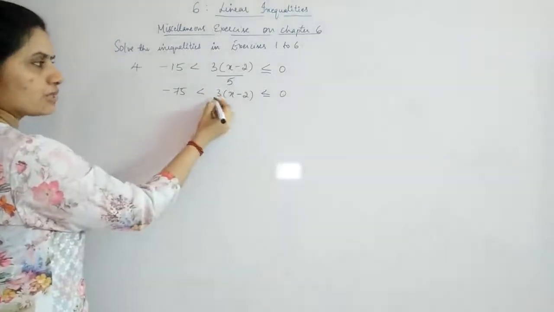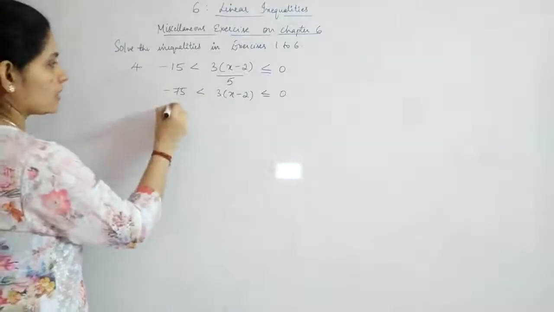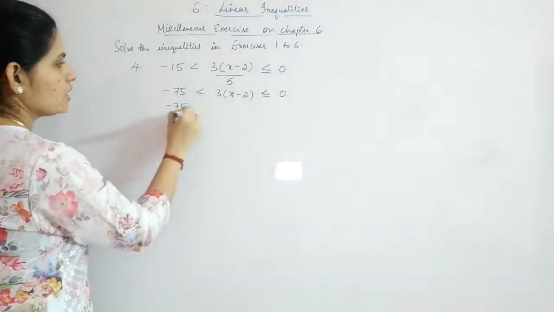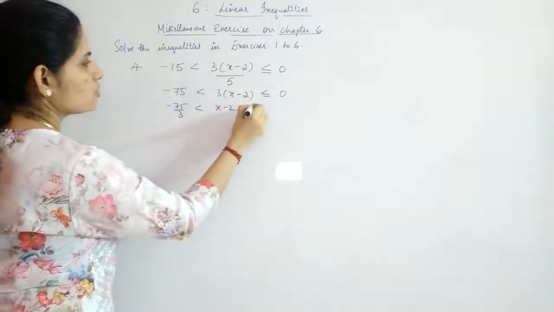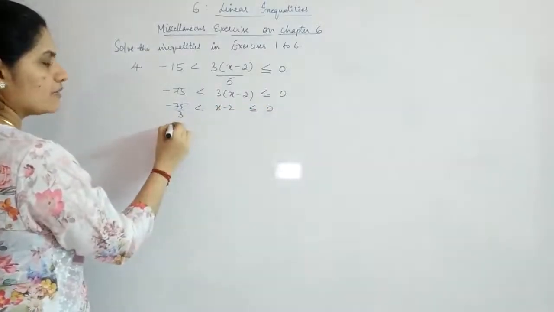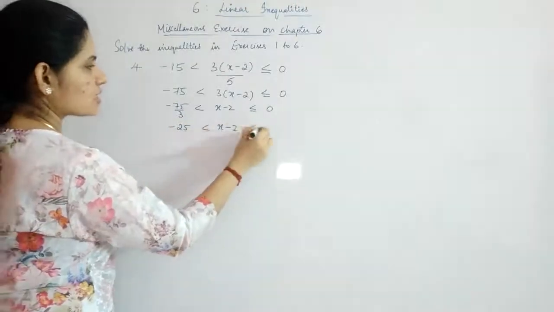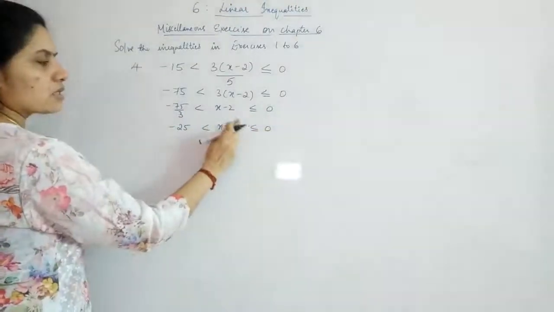Now you have to remove this 3. For that we have to divide throughout by 3. So you will get minus 75 by 3 less than x minus 2 less than or equal to again 0 by 3, which is 0 only. So minus 75 by 3 will give you minus 25 less than x minus 2 less than or equal to 0.